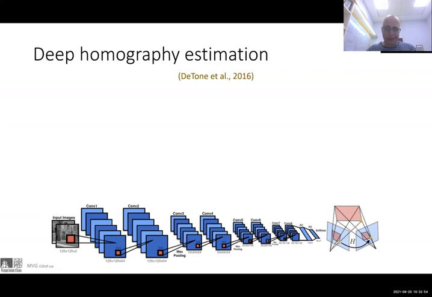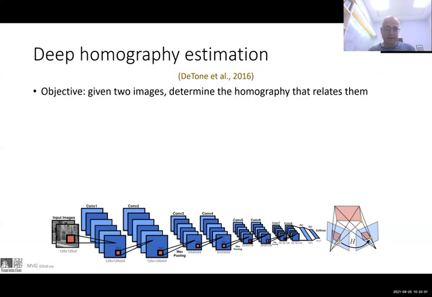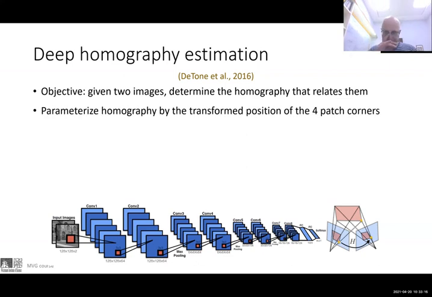Okay, so this is an outline of the network. The input is composed of two images, okay, and the output is a homography, right? The assumption is that the two images are related by a homography, and we want to estimate the parameters of the homography, okay? So how to parameterize the homographies?